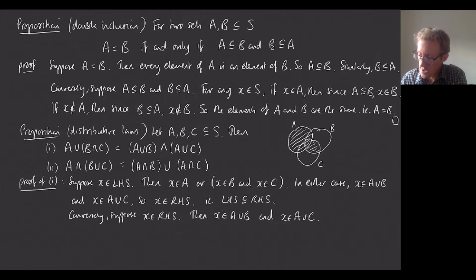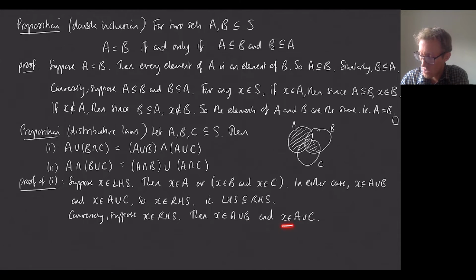And so in order for x to be in A union B, there are two ways that could happen. x could be in A or x could be in B. If x is in A, then it's automatically in here. So that's one option. If x is not in A, then it must be in B in order for this to hold.